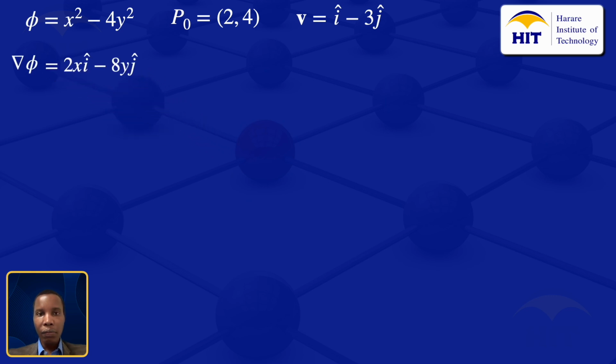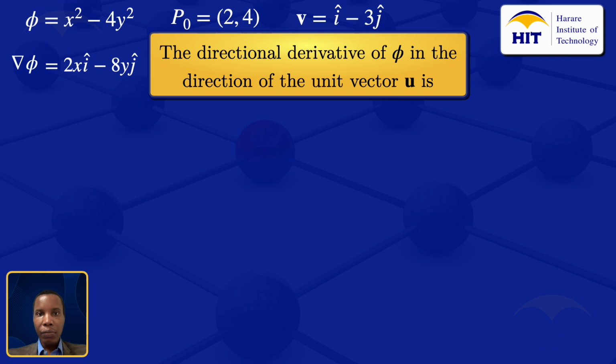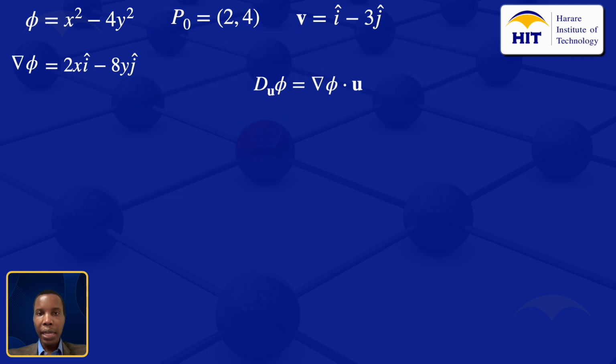So now that we have found our gradient, we then go on and find the directional derivative. The directional derivative of phi in the direction of the unit vector u is given by grad phi dot u. So that's the formula there for the directional derivative. We need a unit vector in the direction of the given vector, so we need to find a unit vector in the direction of this vector here.